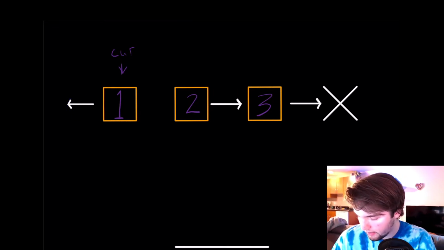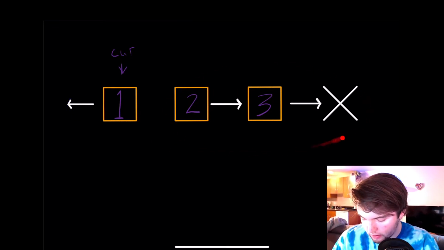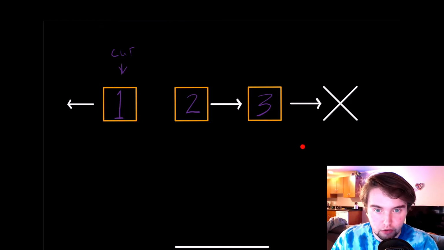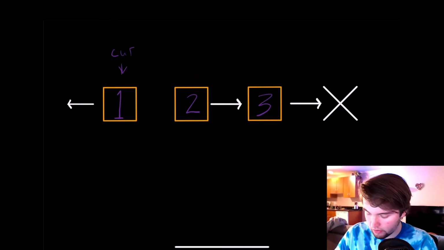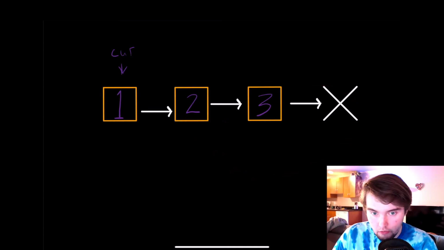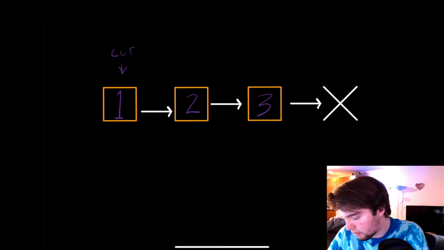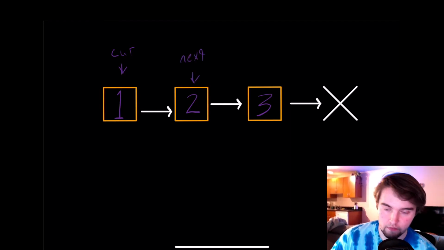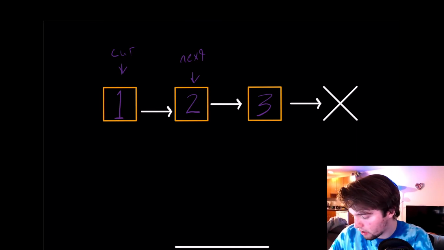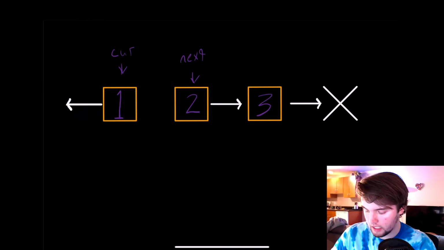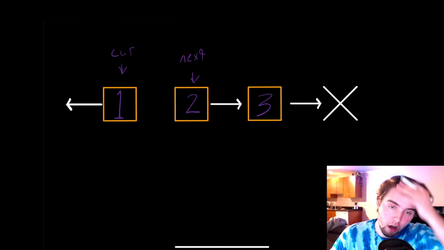But then we see that we'll essentially lose the 2, 3 list, because this gets lost and Java will delete it because there's nothing referencing it. So we know that we need to save this reference to the 2. And so I'll just say next and have that pointing to the 2. Alright, so let's continue. I'll make cur point to null. Alright, now that we've got that, let's move cur up the list.